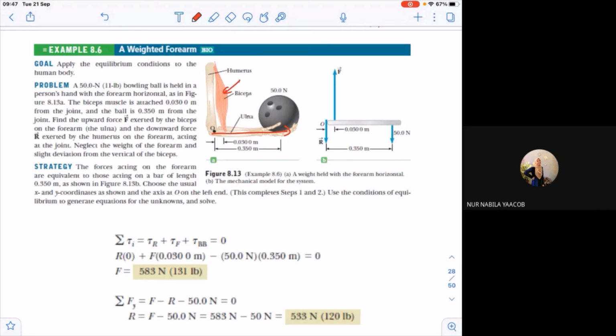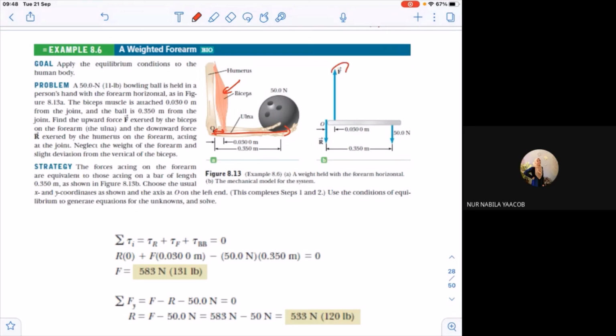Bicep muscle is attached 0.03 meters. Ni jarak di antara ni dengan hujung siku kita lah, from the joint. Joint ni kita punya siku lah. Okay, joint, and the ball is 0.35 meters from the joint. Okay, ball duduk 0.35. Bicep so diikat 0.03 meters. Find the upward force exerted by the biceps.